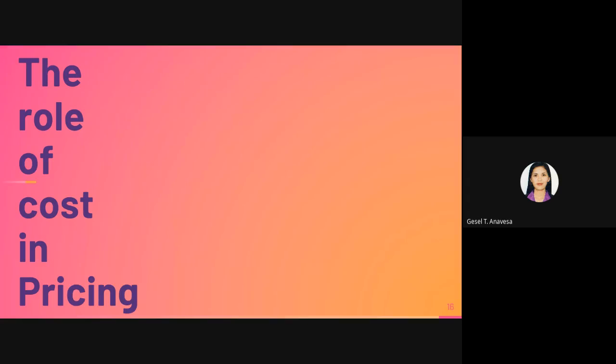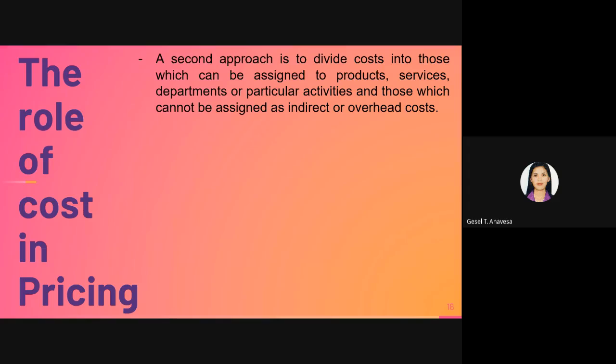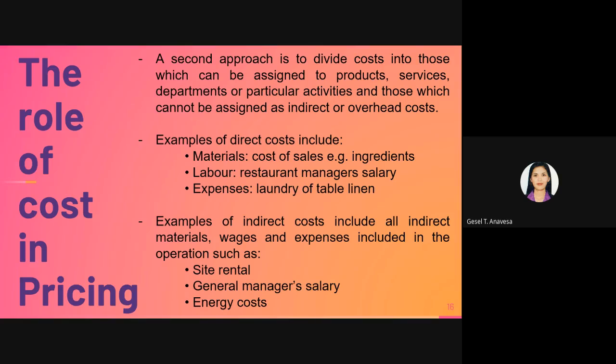The second approach is to divide costs into those which can be assigned to product, services, departments, or particular activities, and those which cannot be assigned as indirect overhead cost. Okay, so an example of direct costs include materials, labors, and expenses. Example of indirect costs, these are the site rental, general manager salaries, and energy costs. So all these costs could be directly attributed to the restaurant.